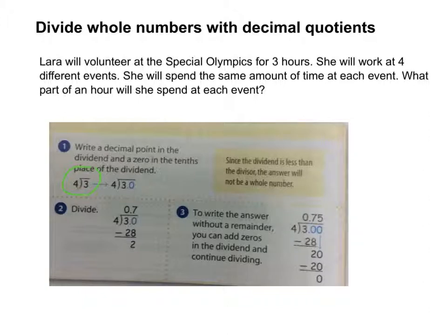So the first thing we can do is, instead of doing 3 divided by 4, we can add a decimal point and put a 0. Because is 3.0 the same thing as 3? Yeah. Now, if we do that, we can ignore the decimal point and divide, right? So does 4 go into 30? We know that 4 doesn't go into 3, but does 4 go into 30? Yes.